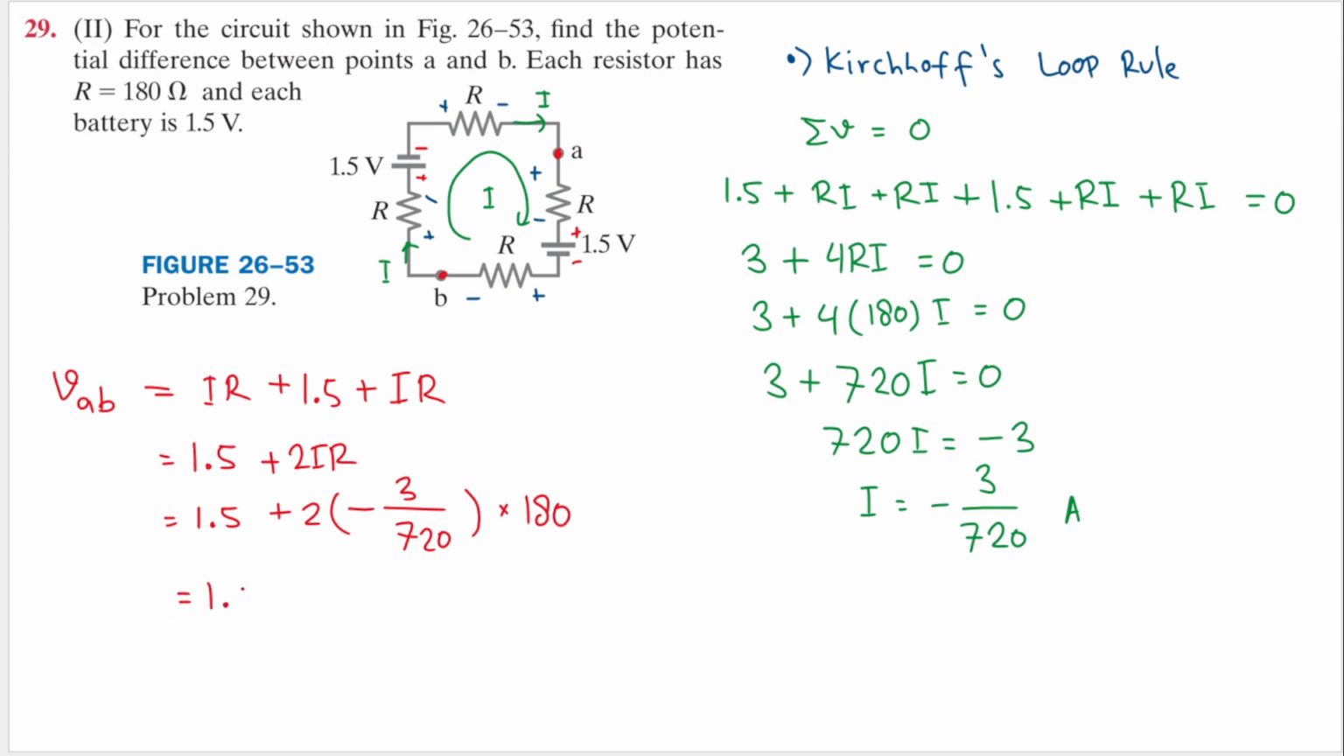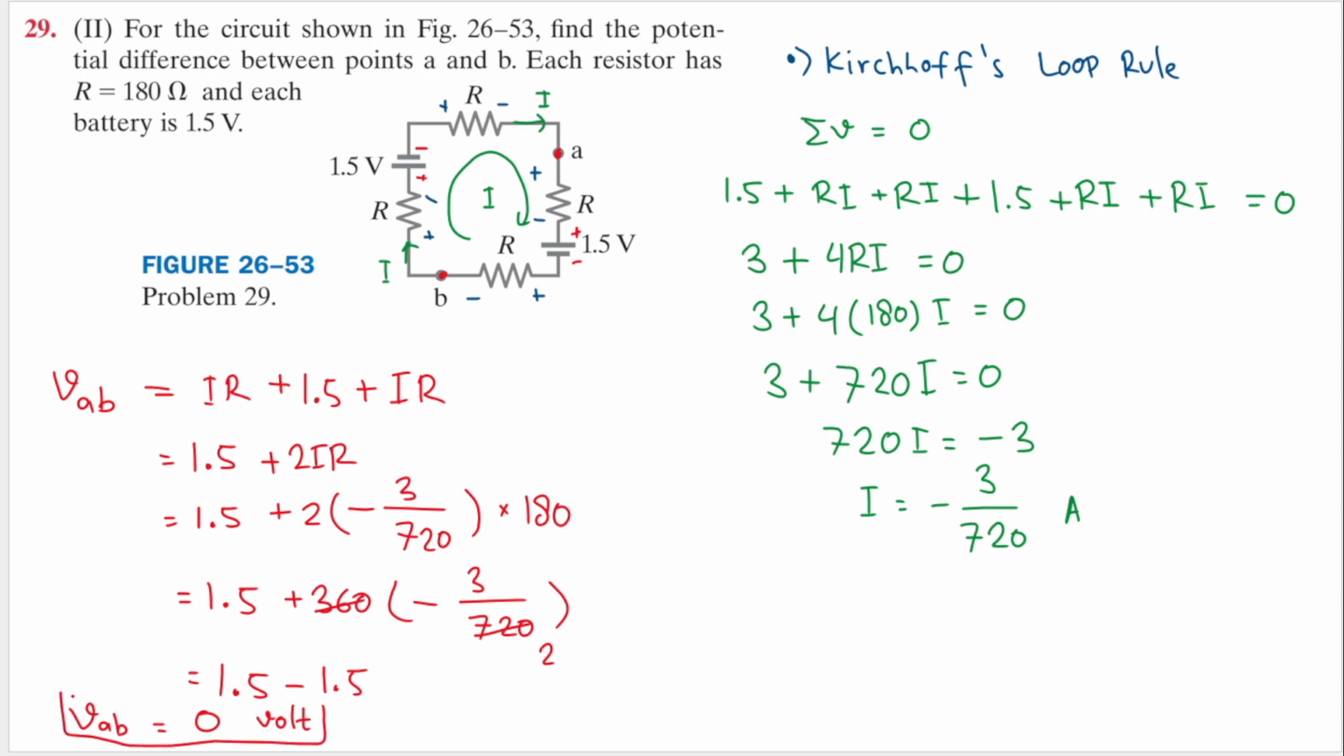Okay, maybe I will multiply 2 and 180 first, so I will have 360, and then multiplied by minus 3 divided by 720. This can be cancelled by 2, so I will have 1.5 minus 3 divided by 2, which is 1.5. So we will have the voltage difference between A and B is 0, and the unit will be volt. Okay, and that is the final answer for this question.